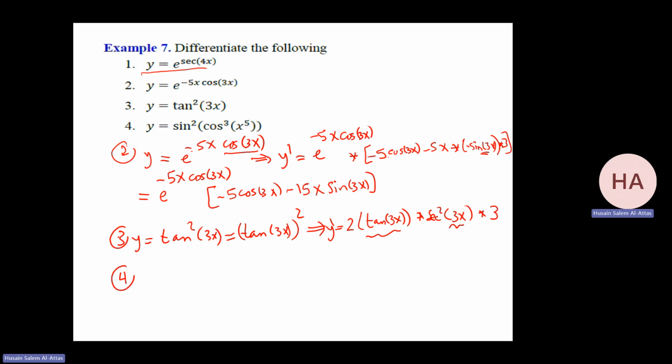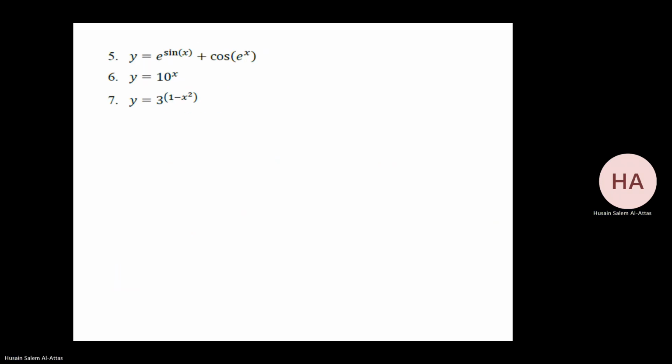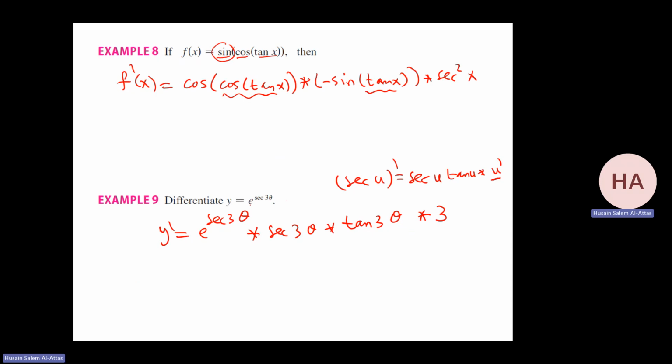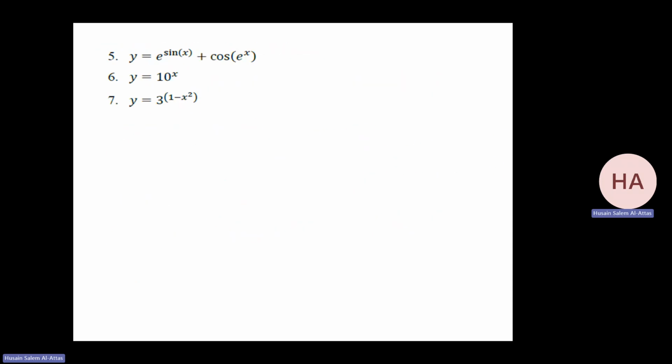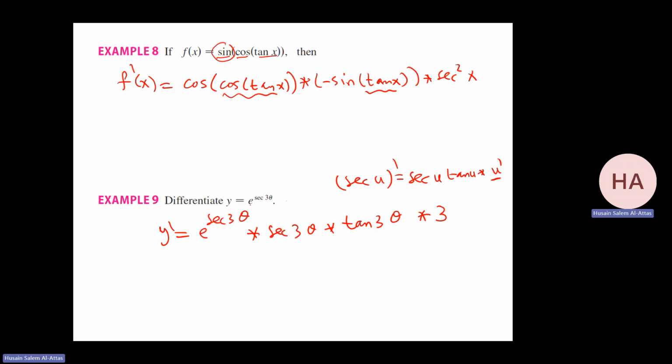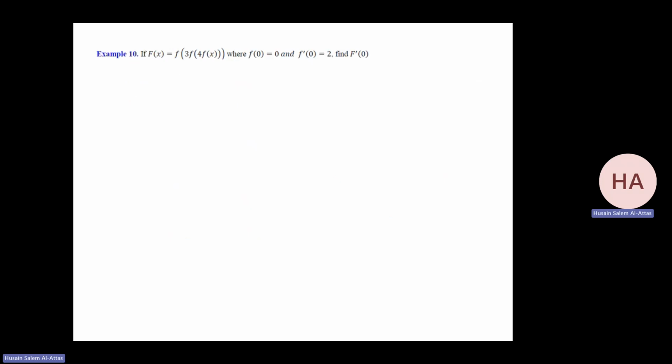Number 4, we need to be careful a little bit. I think the space will not be enough, so let me take 4 to the next slide. I bring 5 from there, just to save space. So I have y equals e to the sine x plus cosine e to the x.